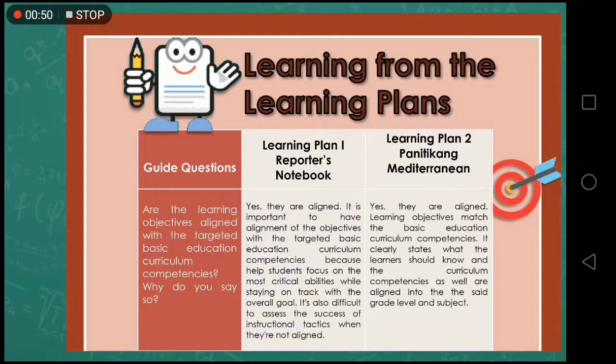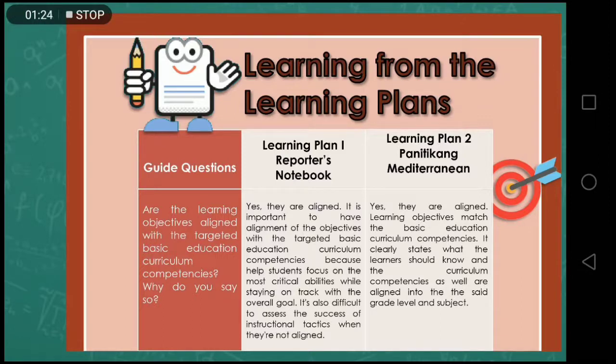For the same question in the learning plan 2, we answer yes, they're aligned. Learning objectives must match the basic education curriculum competences. It clearly states what the learners should know and the curriculum competences, as well as they are aligned to the said grade level and subject. If the assessments are misaligned with learning objectives or instructional strategies, it can undermine both students' motivation and learning.